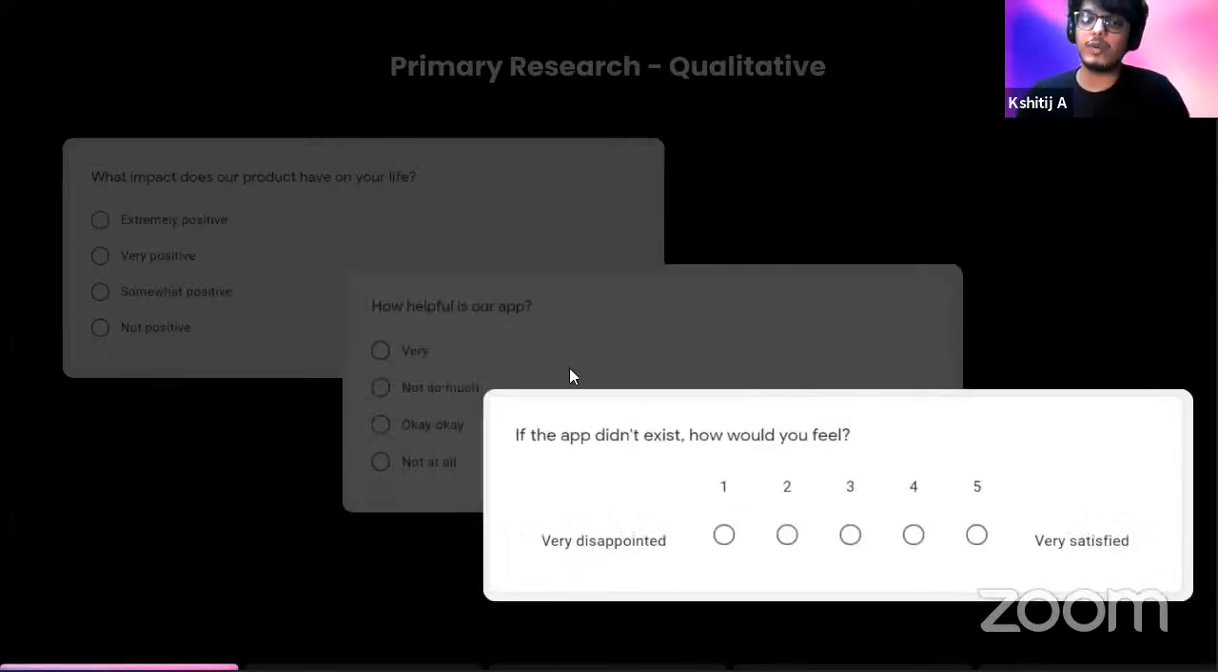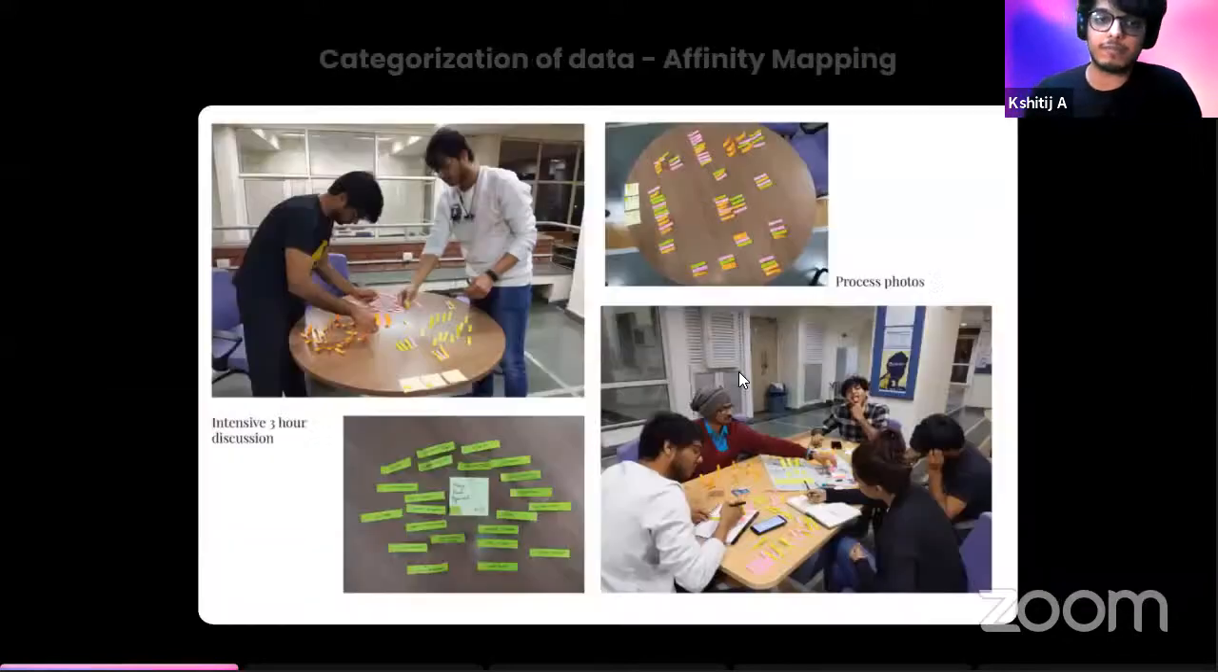So a better way to ask this question is, if the app did not exist, how would you feel? It's not leading anyone anywhere. It's just an open question, which could be interpreted in any way. The answers could be very disappointed or very satisfied. So whenever you're creating a question, just keep all this in mind.